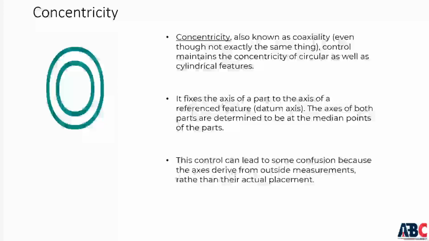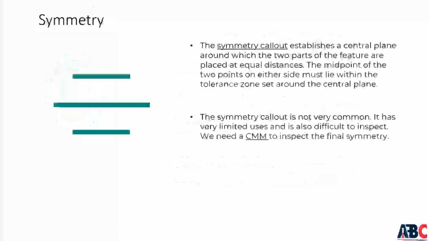This comes under location controls. Concentricity. Concentricity is also known as coaxiality. This control maintains the concentricity of circular as well as cylindrical features. Next is symmetry. The symmetry callout establishes a central plane around which the two parts of the feature are placed at equal distances. The midpoint of the 2 points on either side must lie within the tolerance zone set around the central plane.